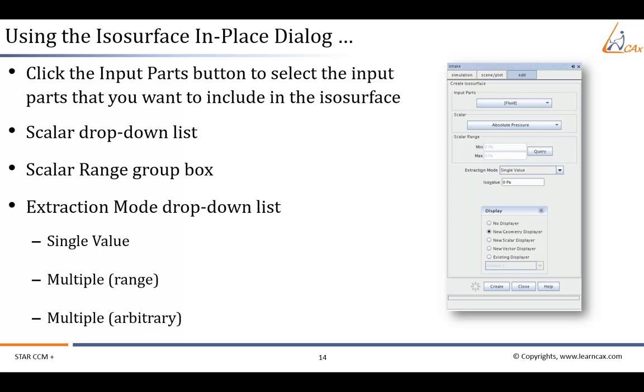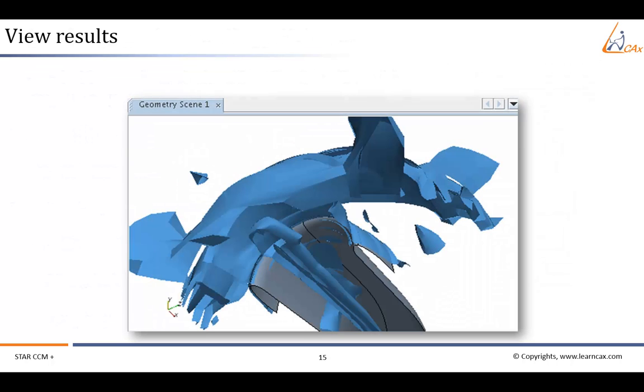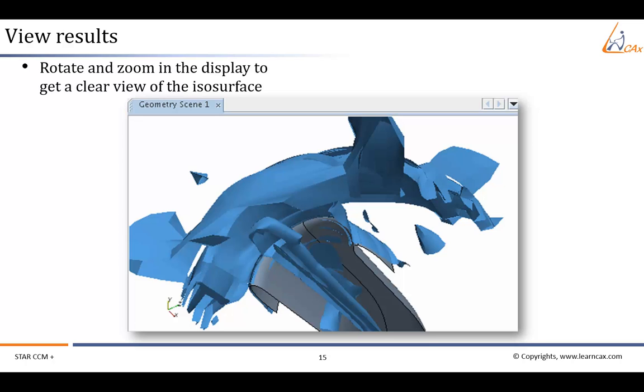Multiple or arbitrary option. This extracts scalar data from multiple isosurfaces corresponding to a set of scalar values that you specify with numeric entries. This option makes an iso values text box available. The units can be changed by typing them in after the values. How does the isosurface look like after creation? Once you have finished the creation process, rotate and zoom in the display to get a clear view of the isosurface. An example is shown in the figure.